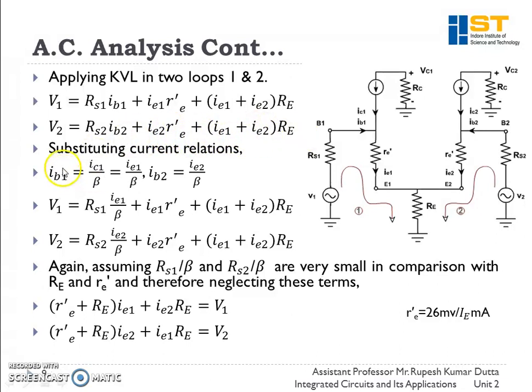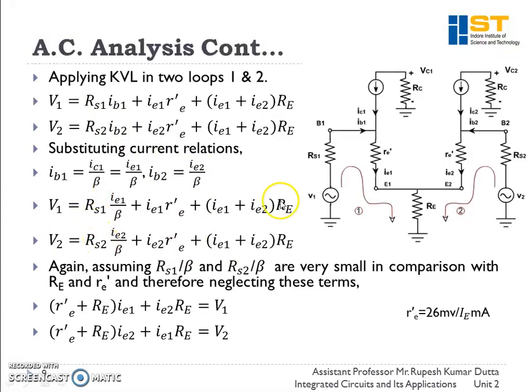Now, as we know that IB1 is IC1 upon beta, and IC1 can be equated to IE1, this can be written as IB1 equals IE1 upon beta. Similarly, IB2 can be written as IE2 upon beta. And now we have to put these values in these two equations. So we get V1 equals RS1 IE1 upon beta plus IE1 r'E plus (IE1 plus IE2) RE. Similarly, we replace IB2 with this value, so we get this equation.